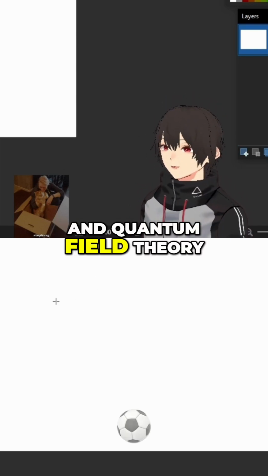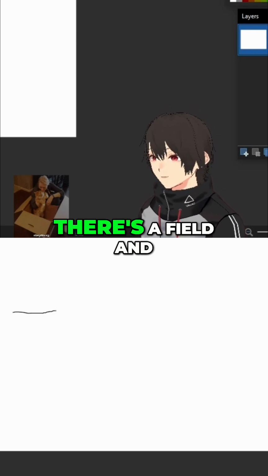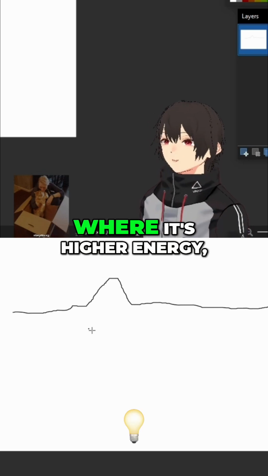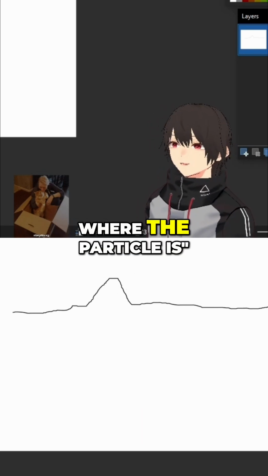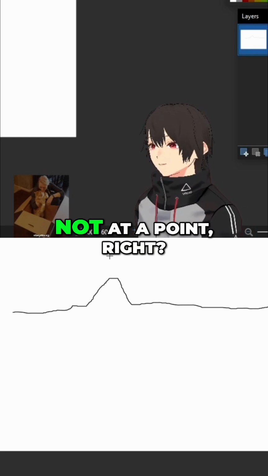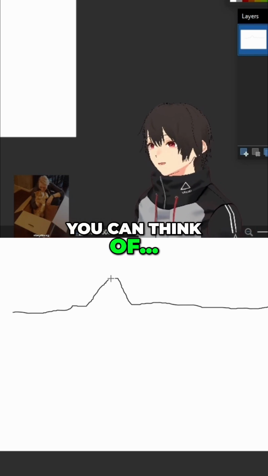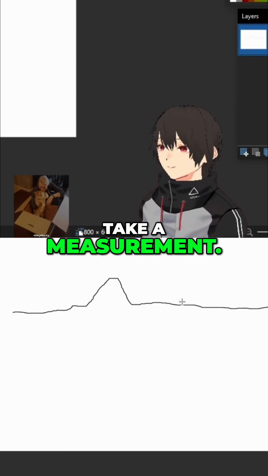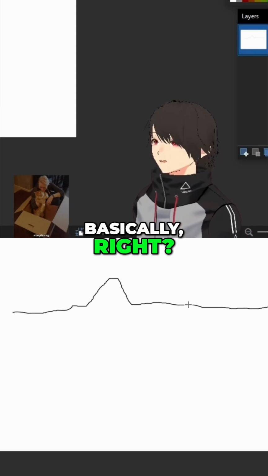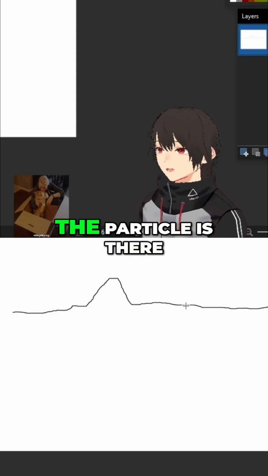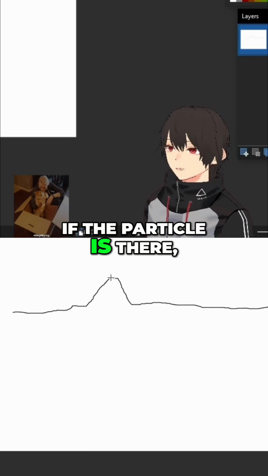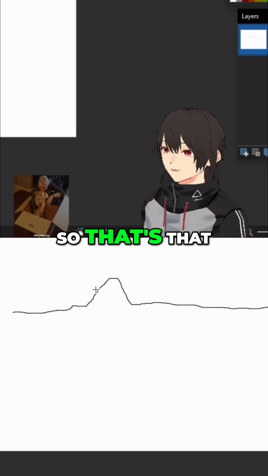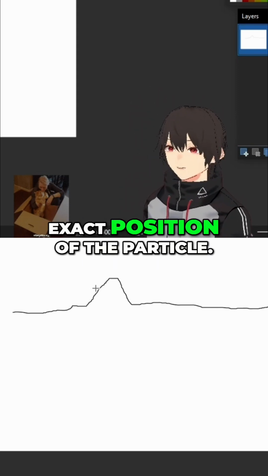And quantum field theory says there's no such thing as particles. There's a field, and then there could be an excitation in the field like this, and where the excitation is higher energy, you say this is where the particle is. Okay. And it's not at a point, right? I think you can think of it as a probability of locating a particle at that location when you take a measurement. So here, if you try to measure, it might say 0 basically, or very near 0. You check if the particle is there, and it's not. Here, if you check if the particle is there, it is very likely to be there. So you say, oh yeah, the particle's here. But here also, if you check, you might find it there. So that's the quantum fuzziness of not being able to know the exact position of the particle.